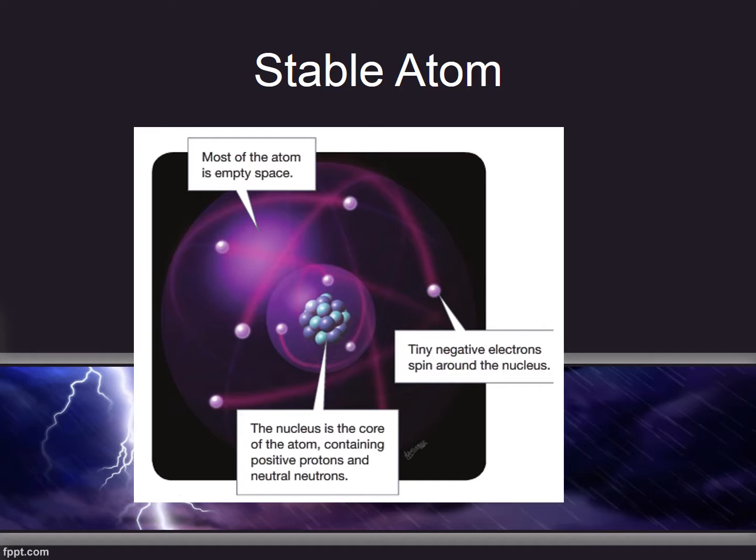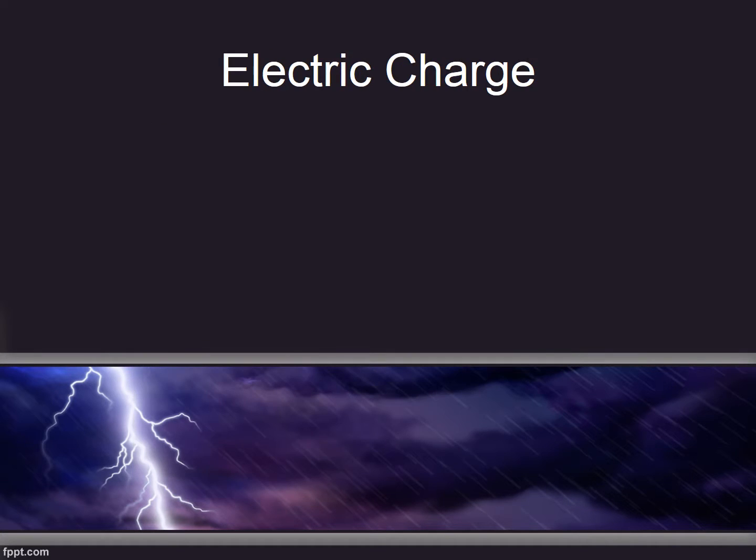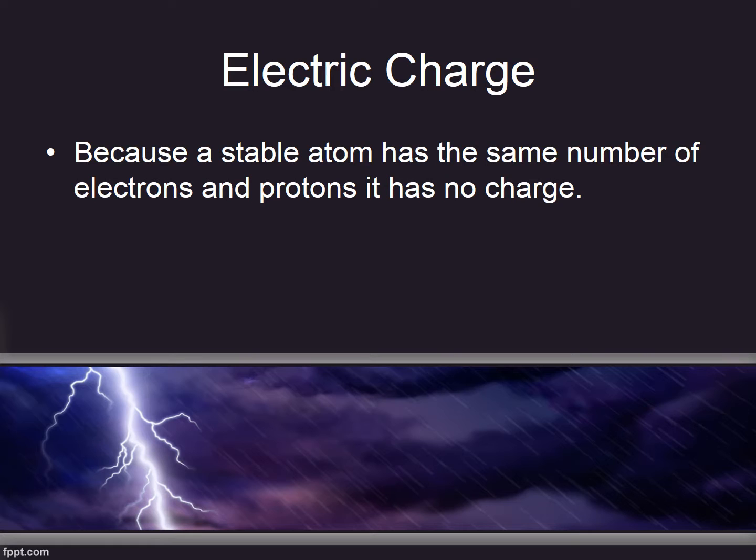A stable atom has the neutrons and protons in the middle of the nucleus, and then the electrons are whizzing around the outside in orbits. Because a stable atom has the same number of electrons and protons, it doesn't have any charge, because the positives equal the negative charges.